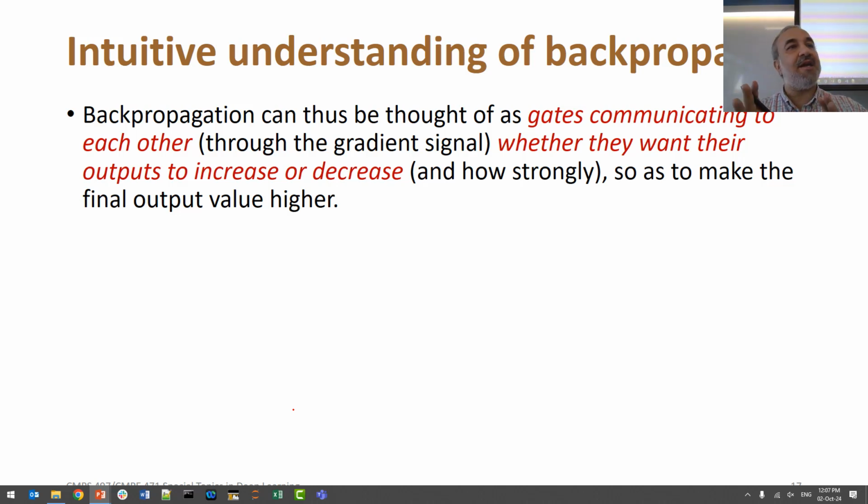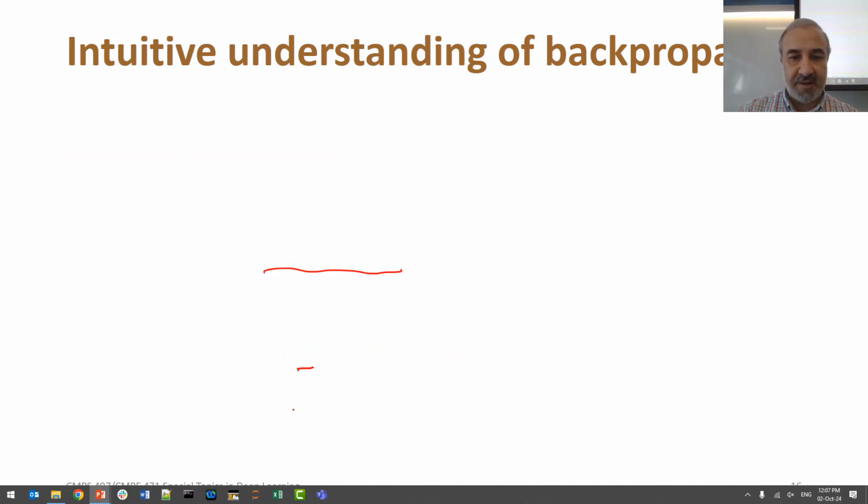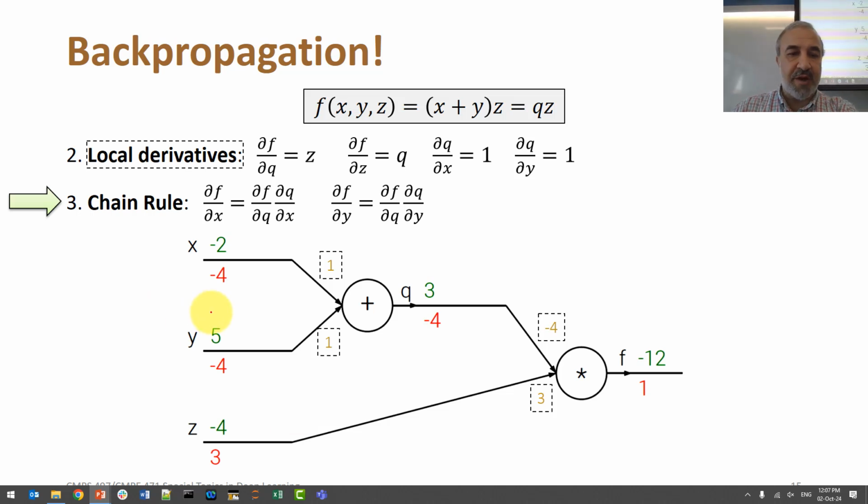And this is, by the way, like every gate is communicating to each other how it can affect the final output. And if we get back to this, and this is really nice, you see here the gradient is negative, right? What does that mean if the derivative is negative? It means that if we increase that variable, what will happen to the final output? It will decrease. And let's see why is that.